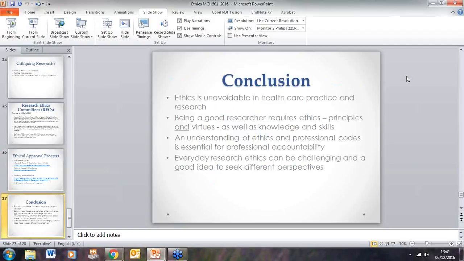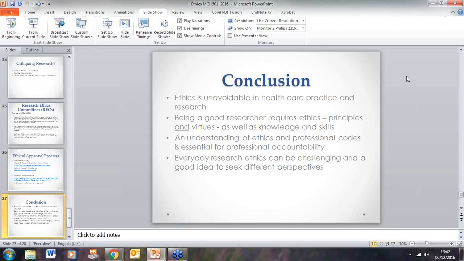So to conclude very quickly, ethics is unavoidable in healthcare practice and research. There is no study that you will have read that will not have gone through some ethical process or ethical consideration. In this country, it's mandatory. Being a good researcher requires you to be ethical and to have ethics, principles and virtues, as well as knowledge and skills. So it's not just about collecting the information, it's about what you do with it and how you react and act with it. And that's very important when you're undertaking research.